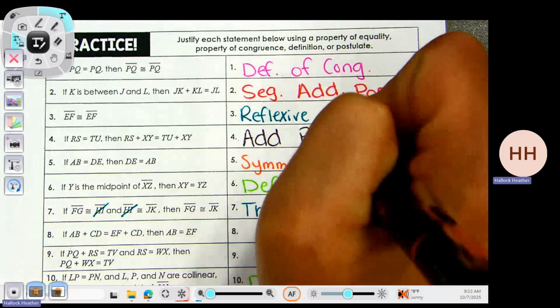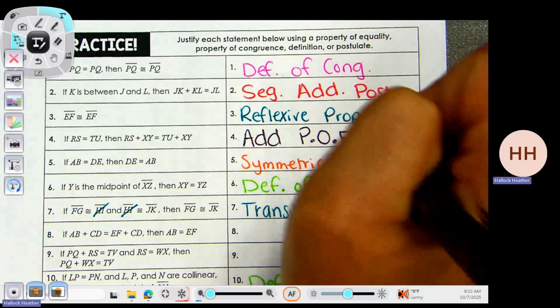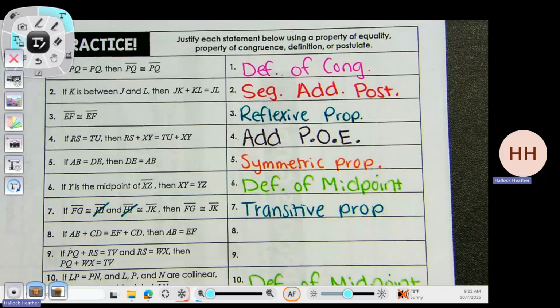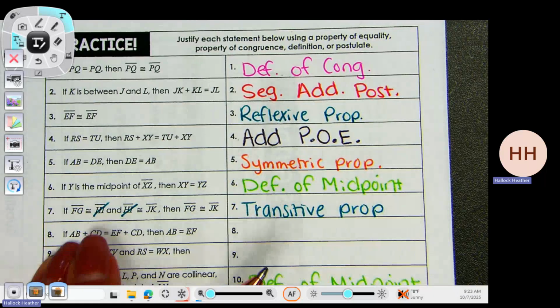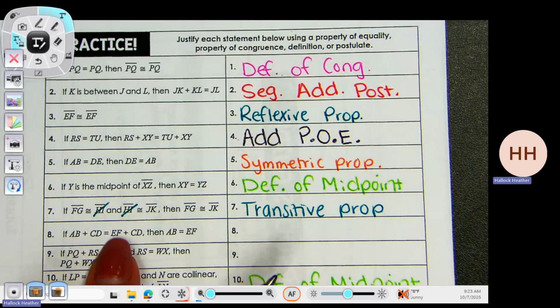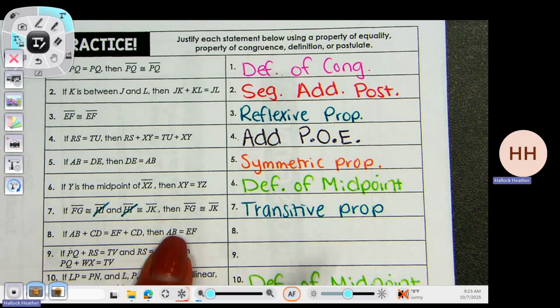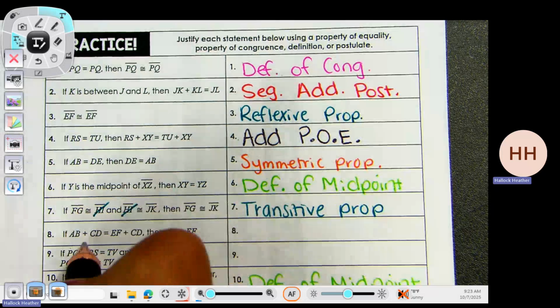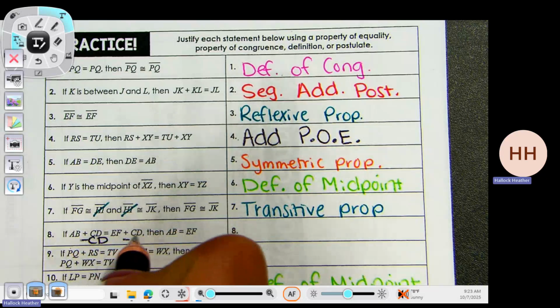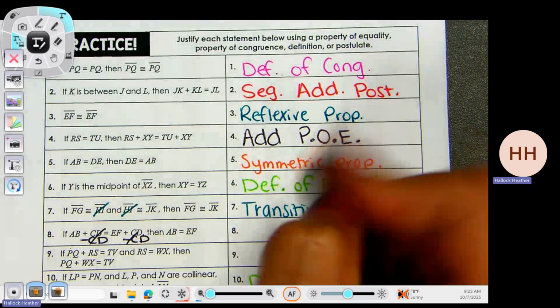Property of equality, which is POE, or just put addition property. 8 says AB plus CD equals EF plus CD. Notice it starts with adding, and then it says AB equals EF. So what do they do to get rid of it? They subtracted. You would have to subtract CD from both sides to get rid of CD. So subtraction.